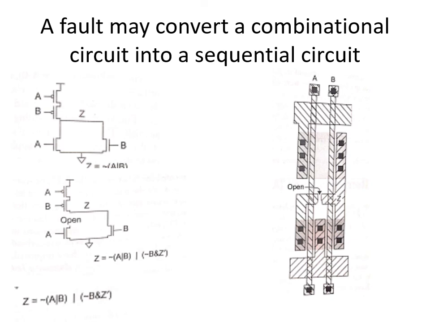So the expression is changed to Z equals complement of A OR B, or complement of B ANDed with Z complement, where Z complement is the past output. So this is how a combinational circuit has been converted to a sequential circuit because of an open circuit. This is represented using a layout which is shown in the second figure. Because of this breakage, the combinational circuit has been converted to a sequential circuit.